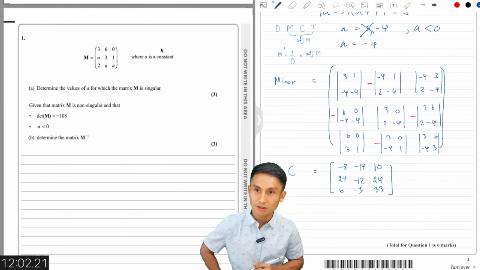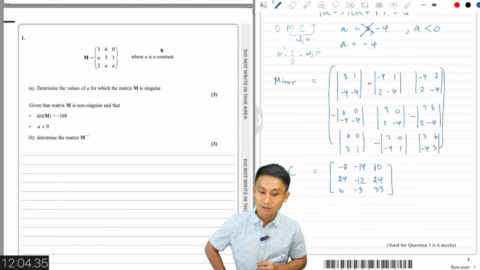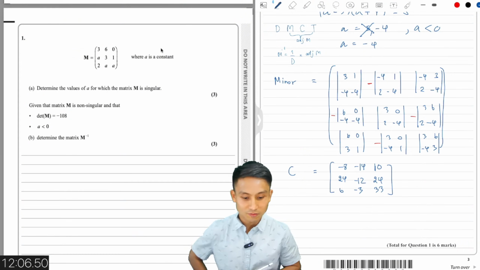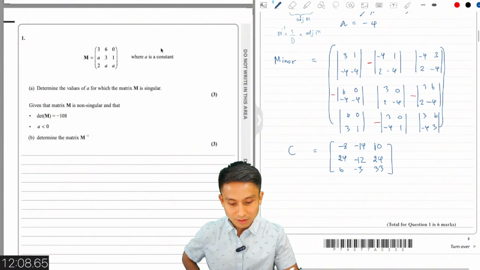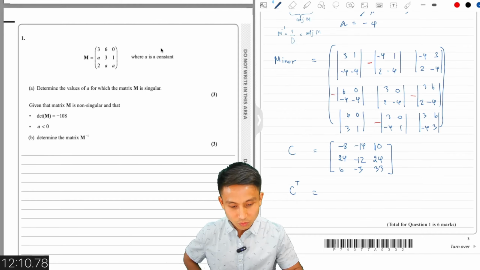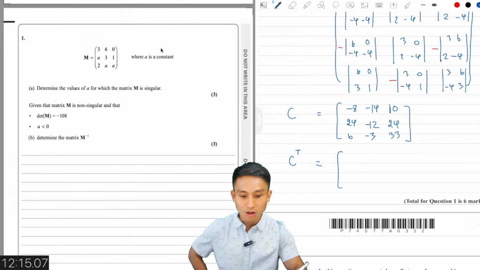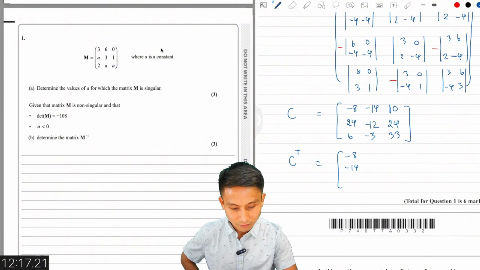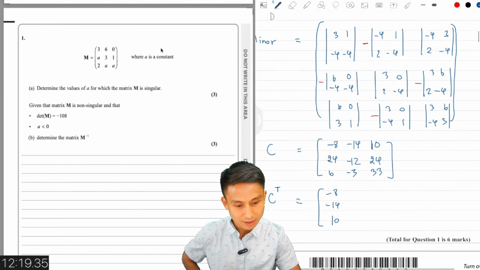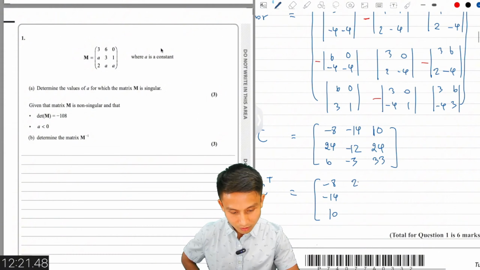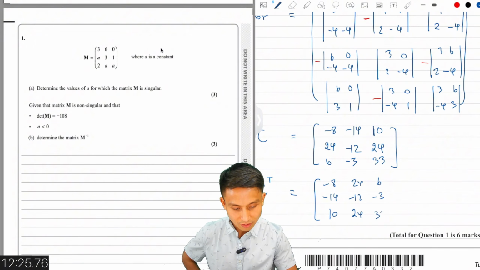That one is weird. Let me double check. Yeah, that should be fine because A is minus 4. Okay, so that's the cofactor. So cofactor transpose would be, well, you just write the rows as the columns. So minus 8, minus 14, and 10 there. Is it 10? Yep. And then 24, minus 12, 24. And then 6, minus 3, 33.